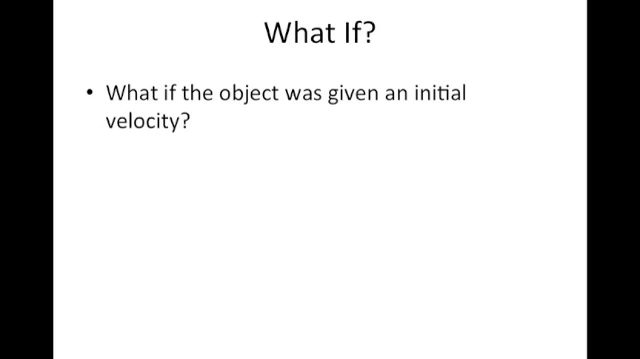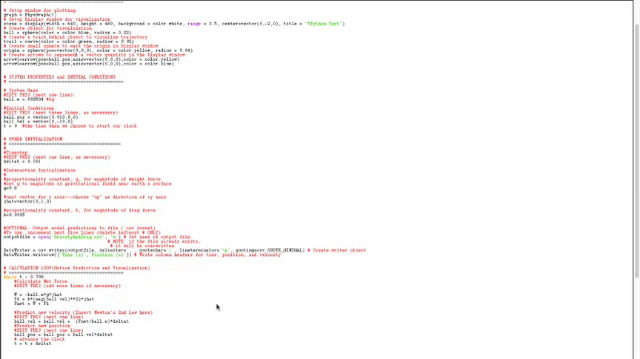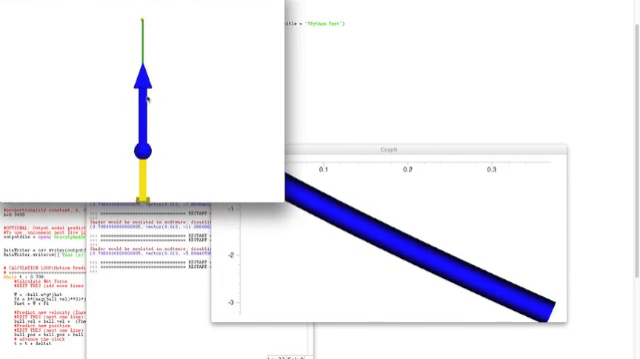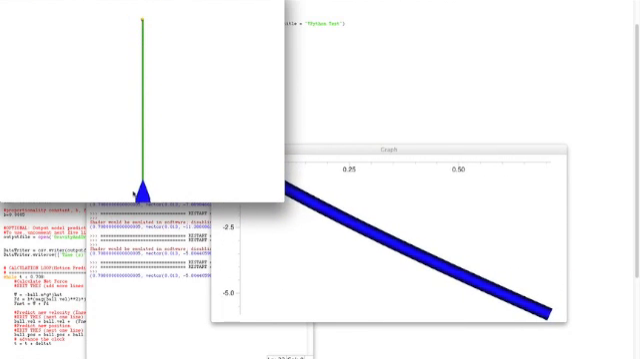What if the object was given an initial velocity? I'm going to find out what happens if the object has an initial velocity using the Python computer model. Let's look at that now. The only difference here between my original Python models is that I have an initial velocity of -10. As you can see by the two arrows, the drag force equals the weight force a lot sooner.